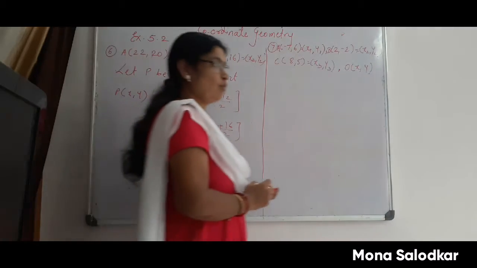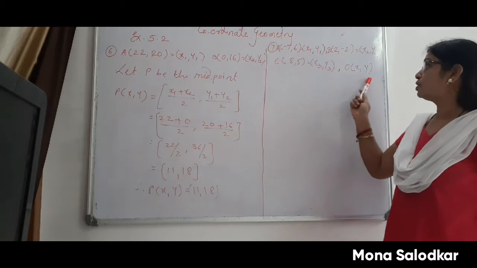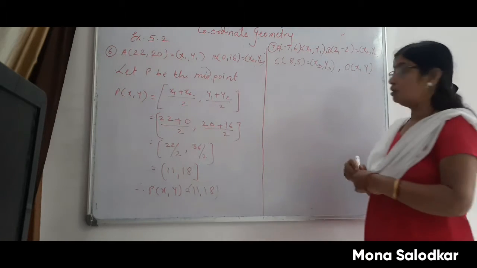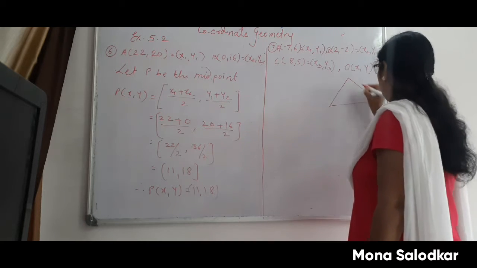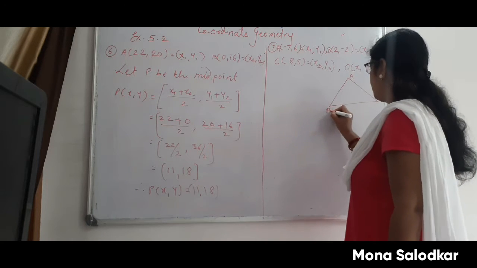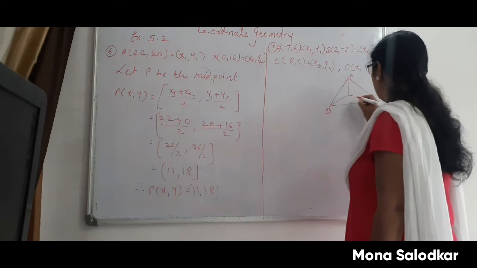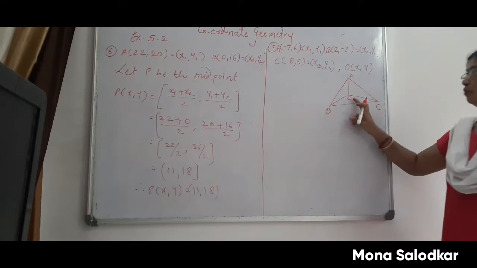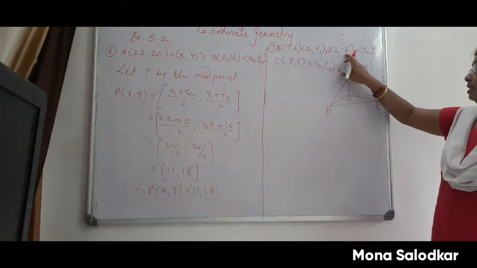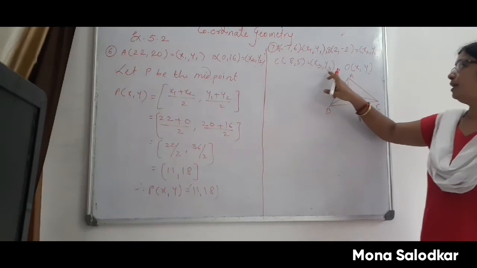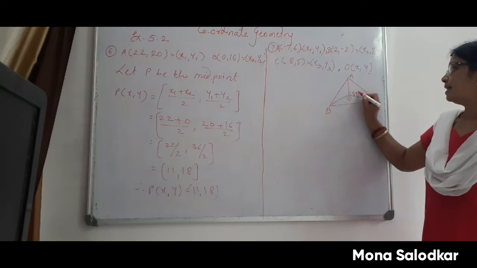Now let's see the 7th problem. In the 7th problem, what do you have to do, students? You have to find out the coordinates of the centroid. 3 points are given. Centroid means a triangle is given. Here let the first point be A, second point B, third point C, and O is the centroid. You have to find out the coordinates of O. Let the first point A be (x1, y1), B (x2, y2) and the third point (x3, y3). You have to find out the coordinates of O, that is x and y.